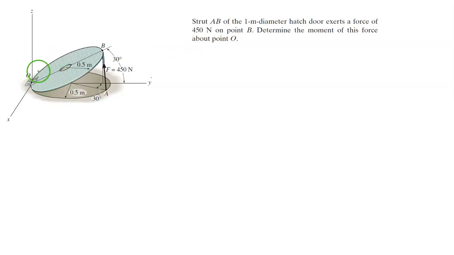So in this problem we have a hatch door, and the hatch door is held up by a strut here. So we have a strut AB, and the diameter of the hatch door is 1 meter. So this is a hatch door, and we have a strut here that is holding up the hatch door, and we have a hinge here.